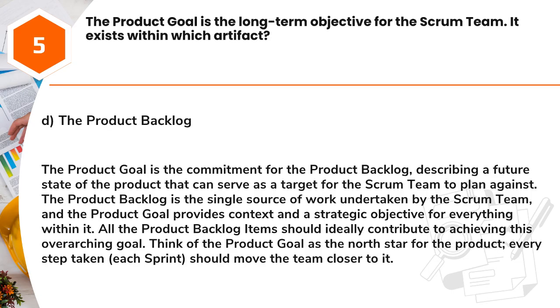Answer: D. The product backlog. The product goal is the commitment for the product backlog, describing a future state of the product that can serve as a target for the Scrum team to plan against. The product backlog is the single source of work undertaken by the Scrum team, and the product goal provides context and a strategic objective for everything within it.